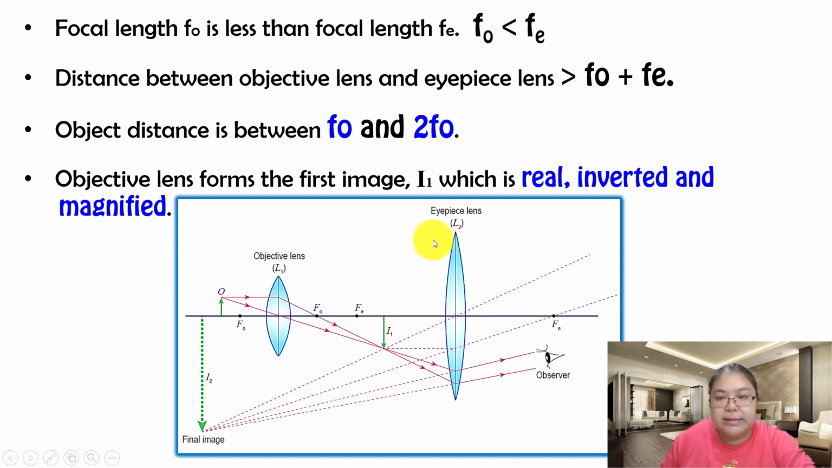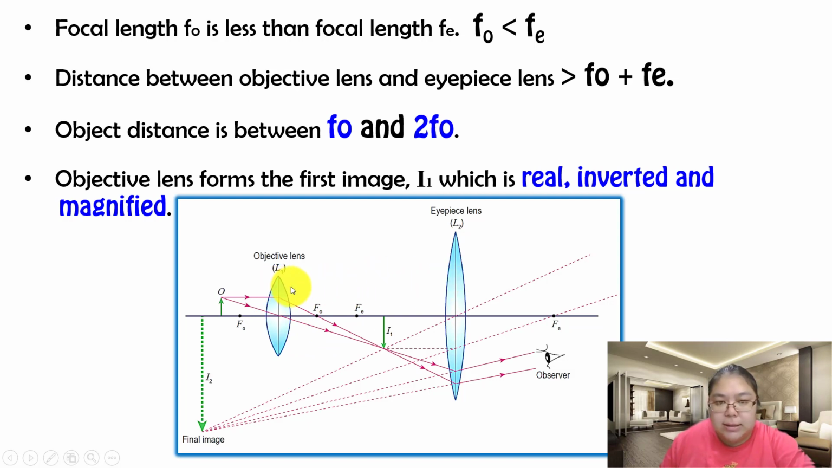Now we refer to this diagram. This one we call FO. This one we call FE. FO means the distance from the center to the focal point, so this one is the focal length of the objective. FE is located here. This one is the center of the eyepiece, so this one is the focal length of the eyepiece. They say FO is shorter than FE. Yes, that's correct. FE is longer here, FO is shorter.